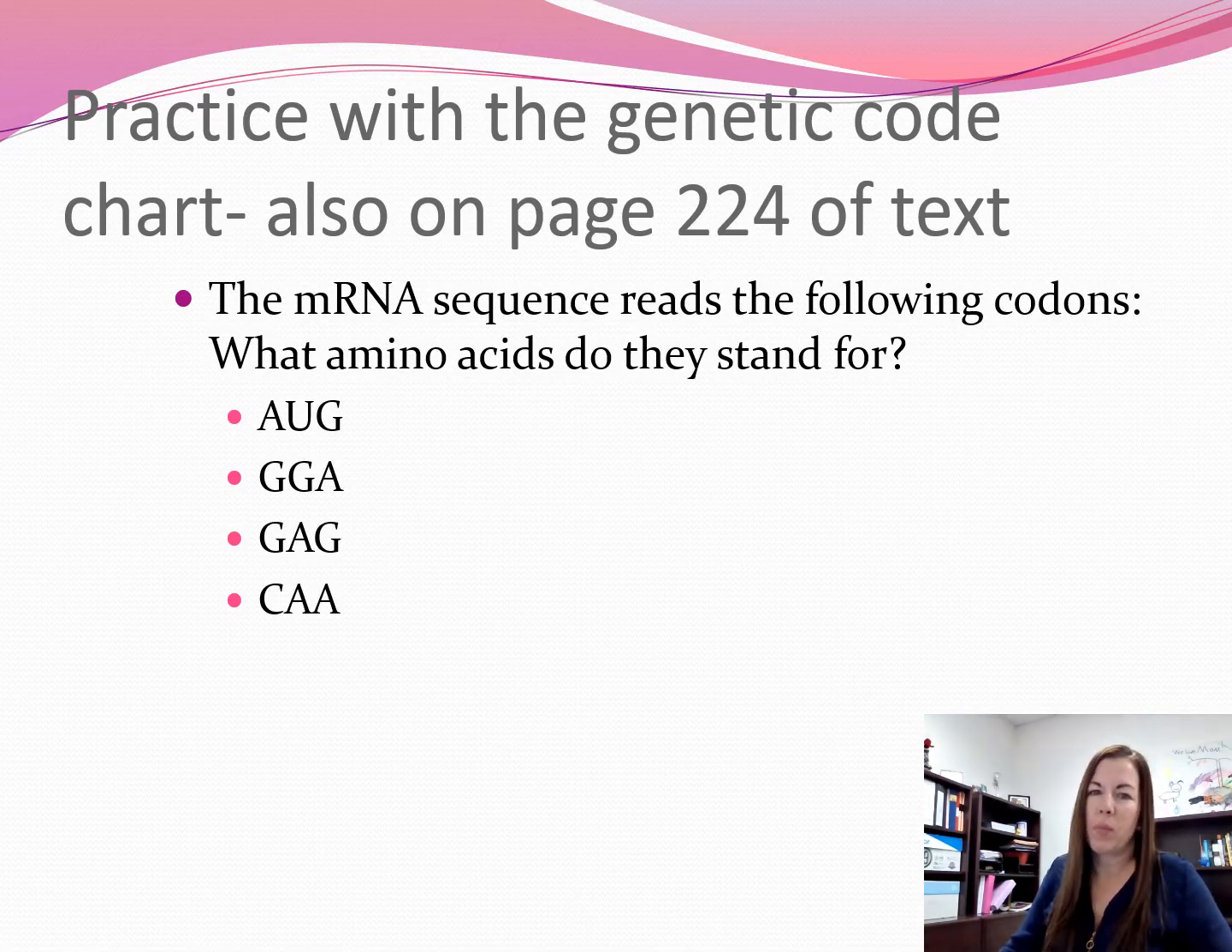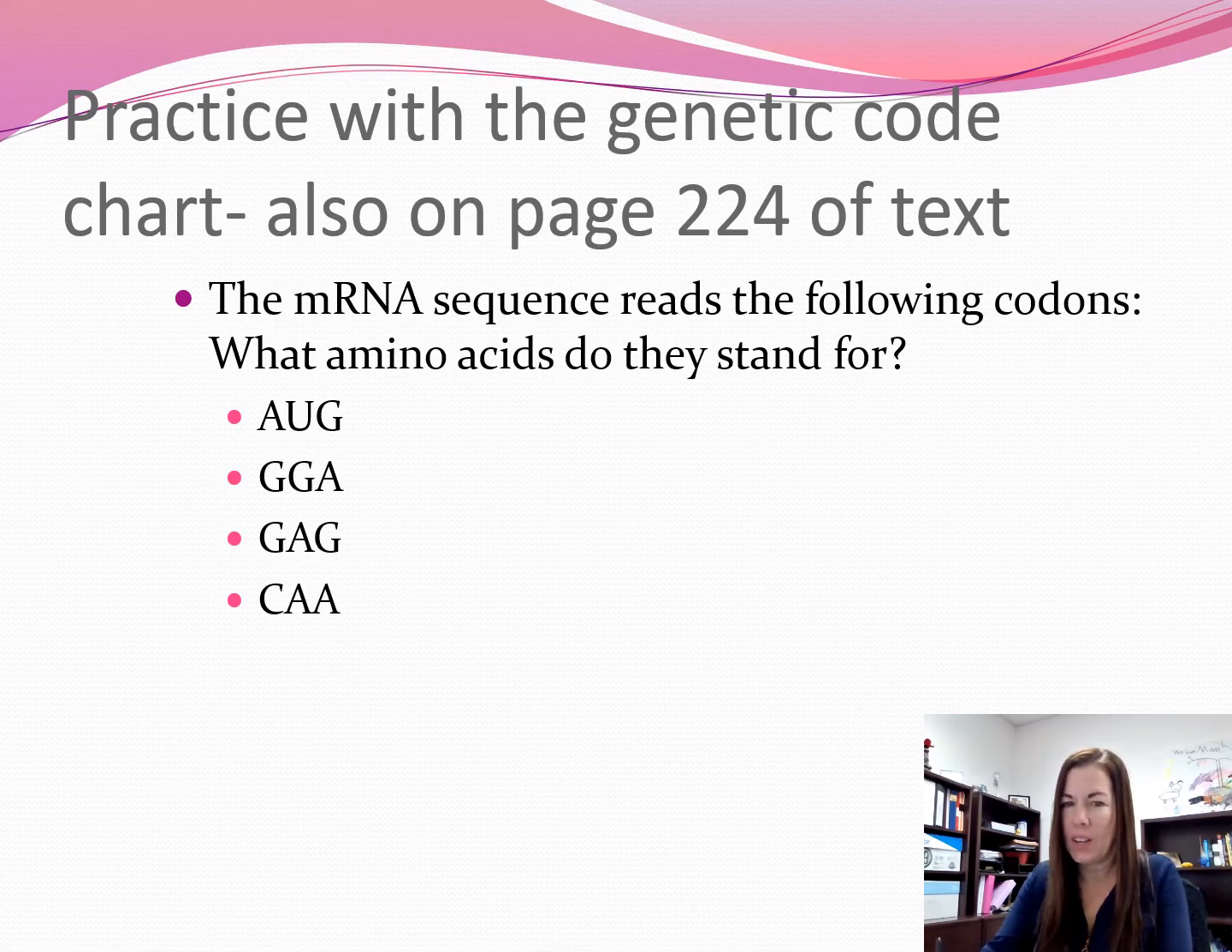And we'll also practice finding these codons, AUG, GGA, GAG, CAA.